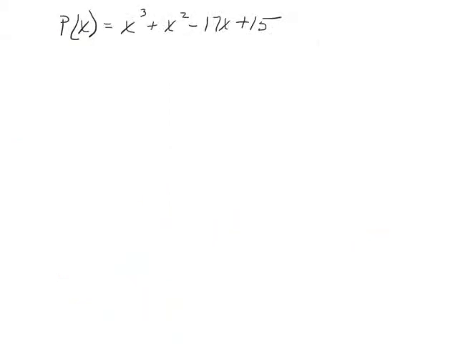Okay, this is example 2. And what they're saying is consider this polynomial function here. And it says determine whether each of the numbers 2 and negative 5 is a 0 of p of x. So what we're trying to find out is when we graph this equation, does the graph cross the x-axis at 2 and negative 5? Okay, real easy way to do that.